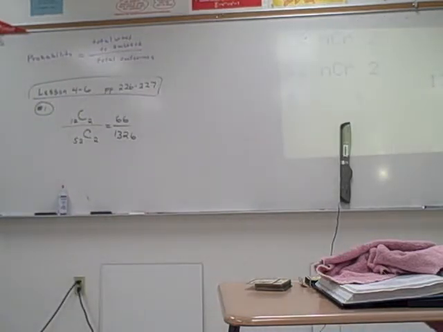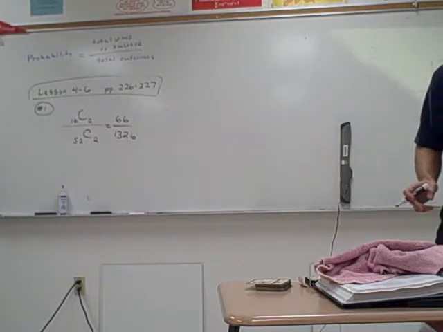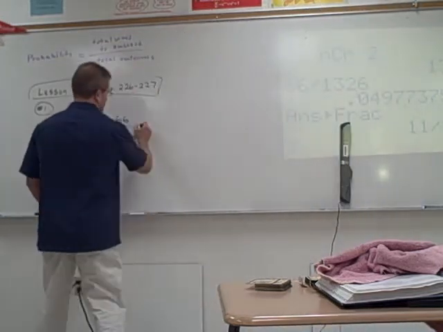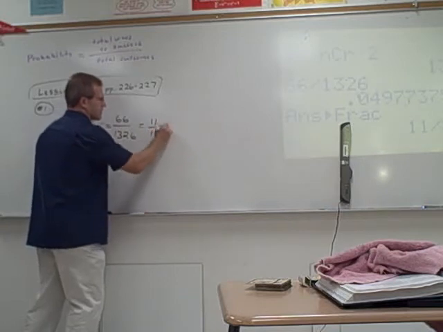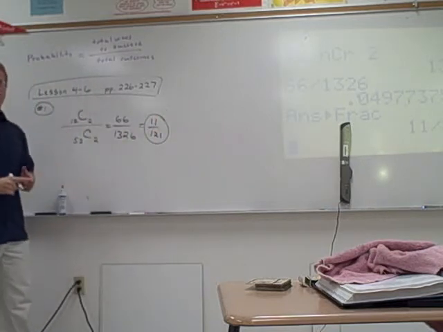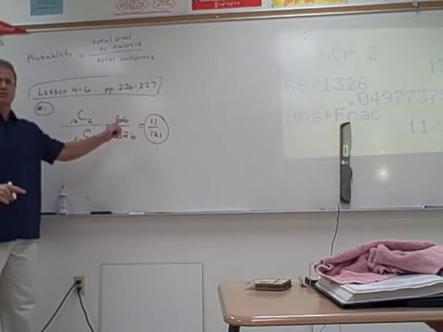To reduce, let's just hit 66 divided by 1,326. So about 0.049, so about 5% of the time, not very often, you would get 2 face cards. If I push math, enter, enter, my final answer is going to be 11 out of 221. Or you could just divide these 1 by 6 to get that same answer. Notice they were asking for a probability. I'm giving them a fraction that's between 0 and 1.